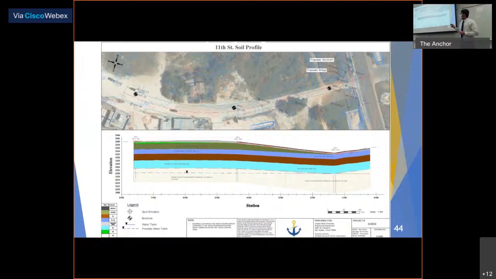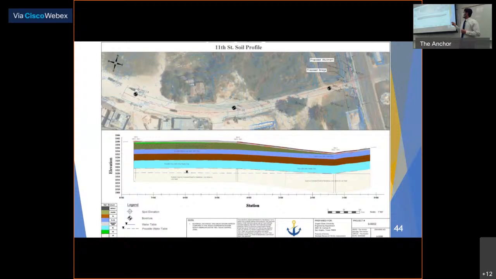Now on the top image here, you'll see where we decided to put our boring holes after collaborating with Russell from Centurion. This is where we came up with our final design, with boring hole number one being on the far left side, boring hole number two in the middle, and then boring hole number three on the far right side, closest to US Highway 87.